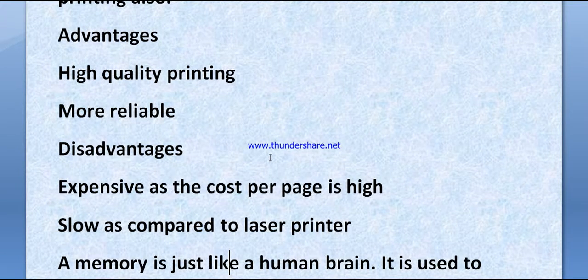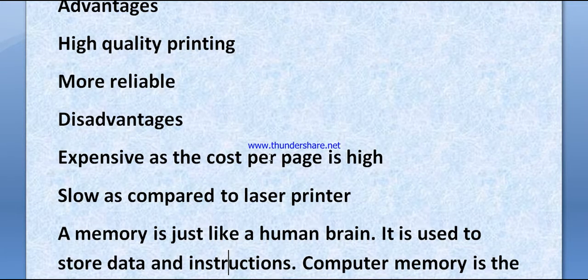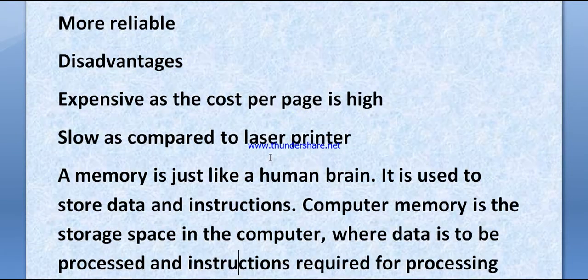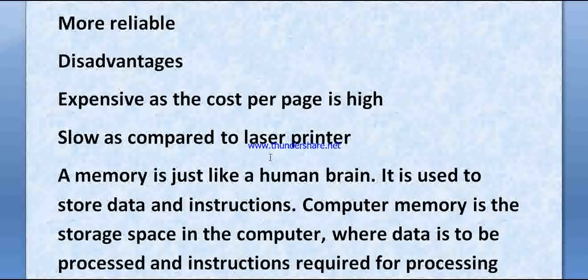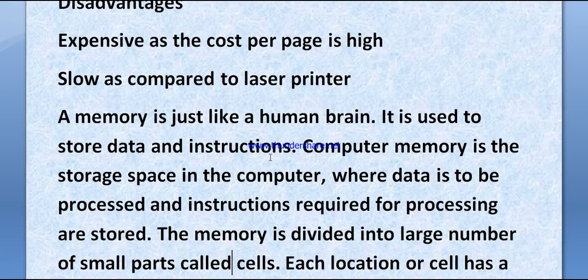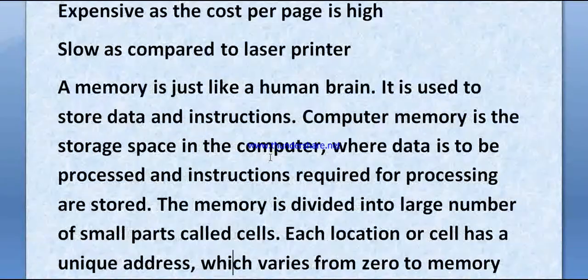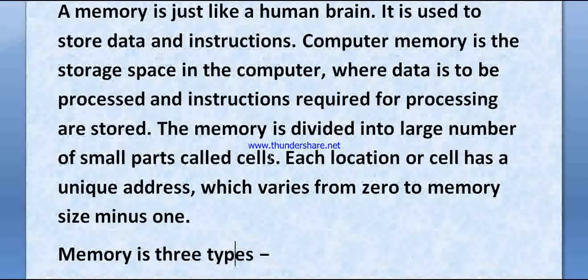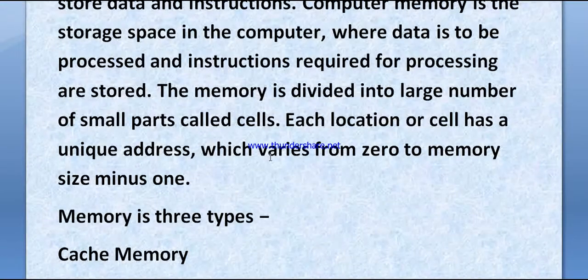Memory is just like a human brain. It is used to store data and instructions. Computer memory is the storage space in the computer where data to be processed and instructions required for processing are stored. The memory is divided into a large number of small parts called cells. Each location or cell has a unique address which varies from 0 to memory size minus 1. Memory is of 3 types. Now let's discuss memory.